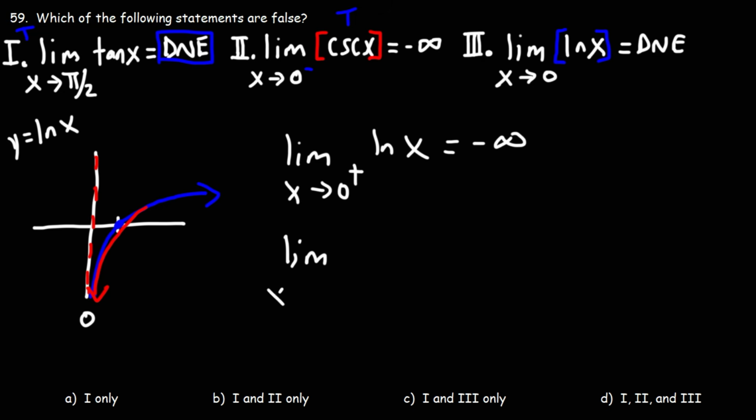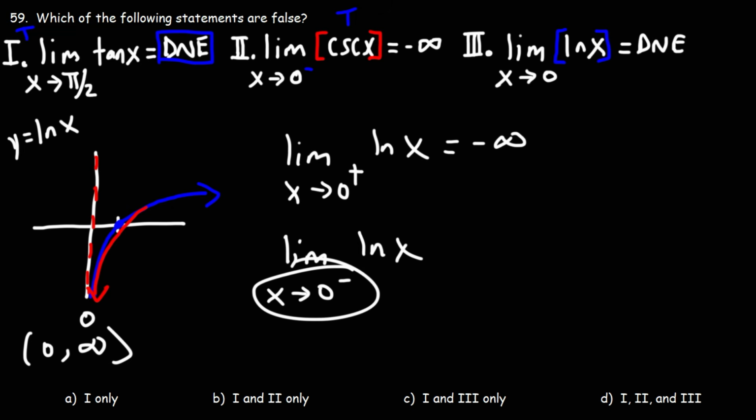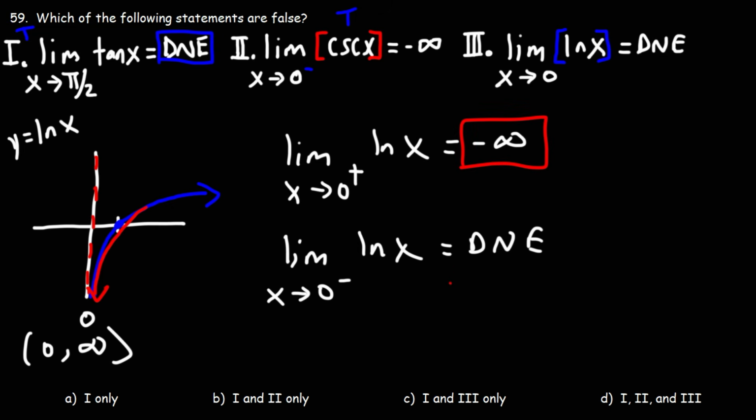Now, as we approach the limit as x approaches 0 from the left side, notice that there's nothing on the left side. The domain for natural log is 0 to infinity. So because this is not part of the domain for ln x, the left-sided limit doesn't exist. And since these two are not the same, the general limit as x approaches 0 for ln x does not exist. So that means that all three statements are true. So D is the correct answer.